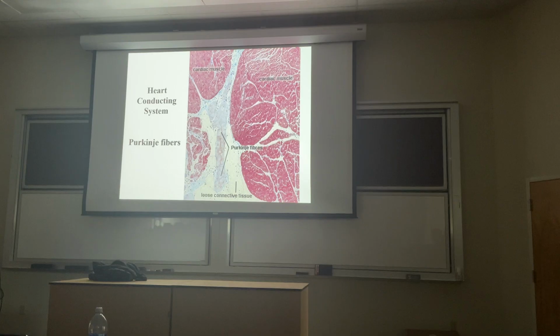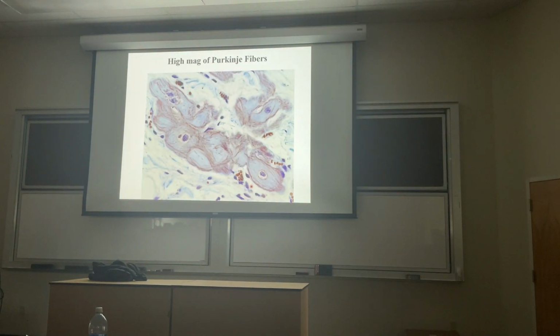And then we have the cardiac muscle surrounding it and connective tissue. This is a nice view of Purkinje fibers. Notice they kind of look like neurons. This would be the pale staining nucleus and the nucleolus. Here we see another one.